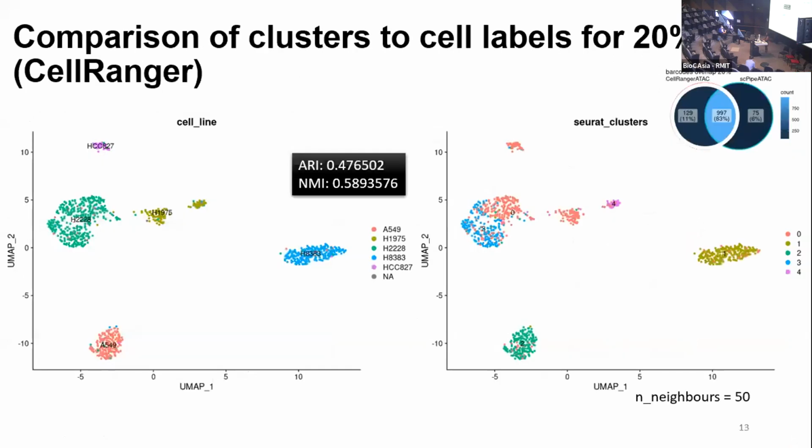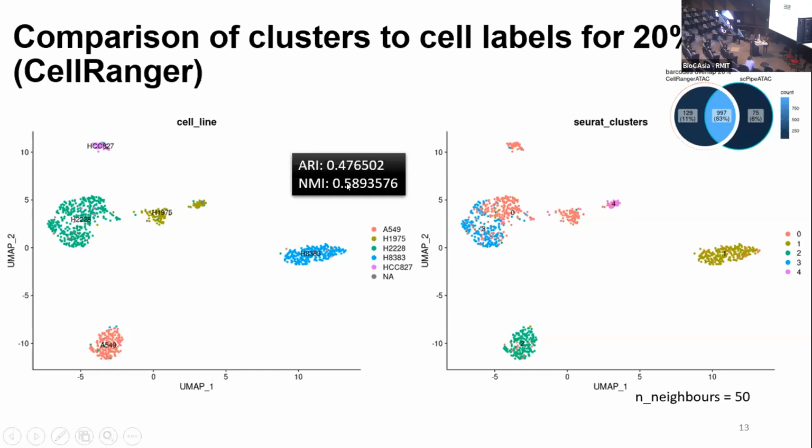Now here we've done the clustering in Seurat. As I said in the protocol slide, we know the ground truth about this data, so we can label it using the cell line information. On the left, you see the clustering colored by the cell line, and on the right, you see the clusters colored by whatever is identified by Seurat.